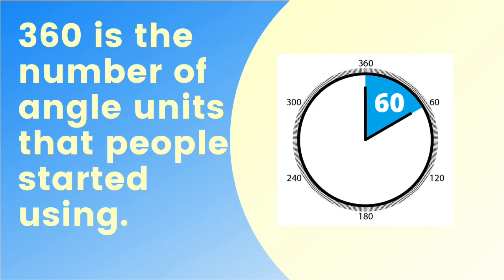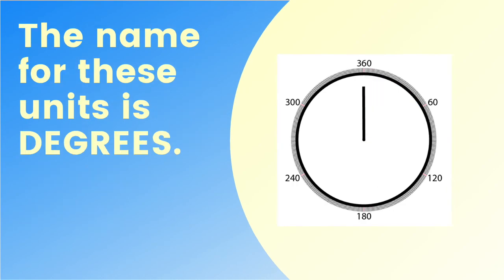360 is the number of angle units people started using. What did they name these units? They called them degrees, and that's what a degree is.